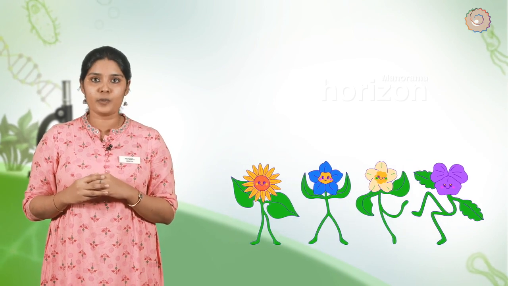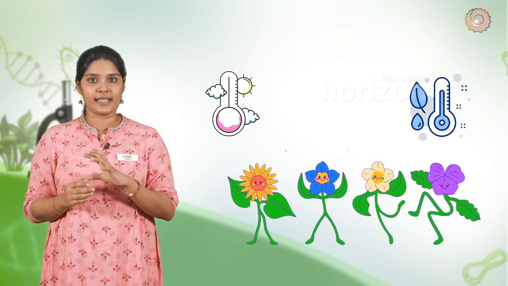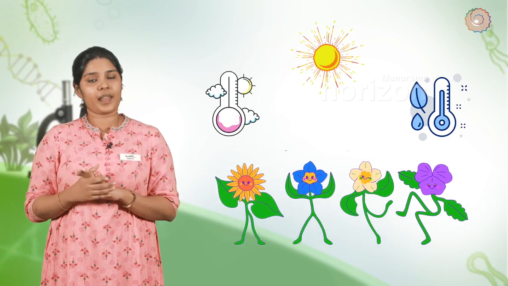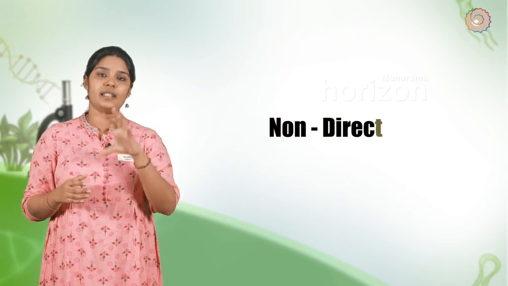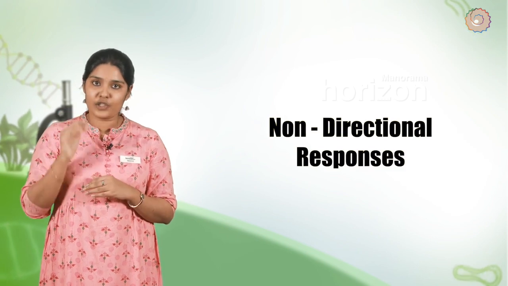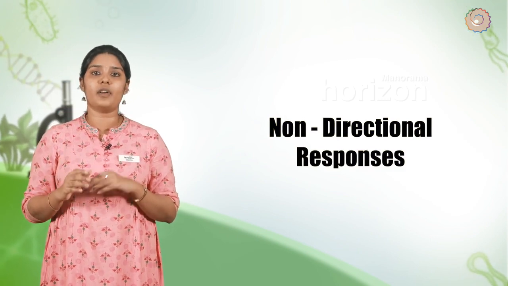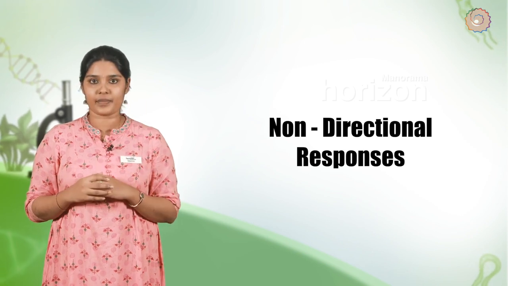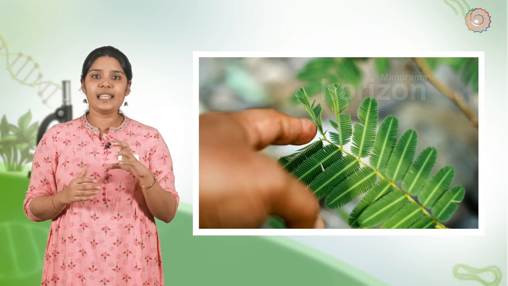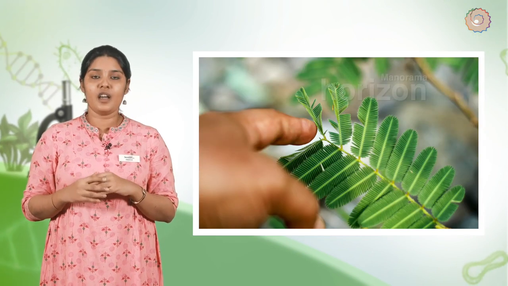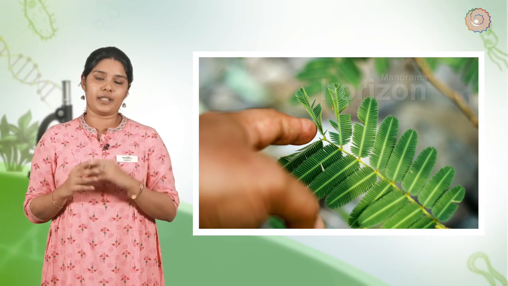Nastic movements. Nastic movements are plant movements that occur in response to environmental stimuli like temperature, humidity, light irradiance. Nastic movements are non-directional responses. Unlike tropic movements, the direction of response is not dependent on the direction of the stimulus. For example, the leaves of a touch-me-not plant fold up immediately when touched.